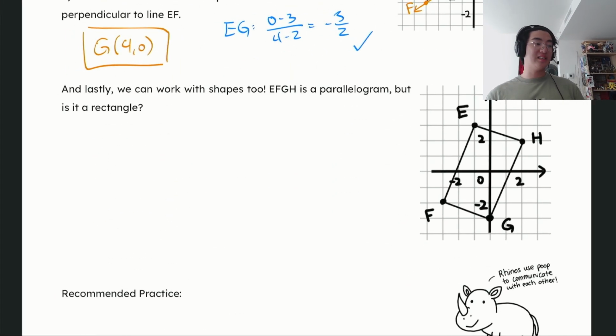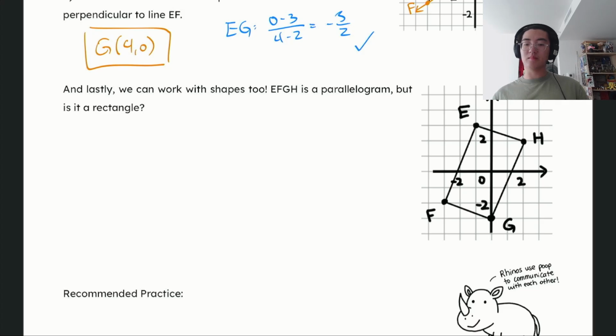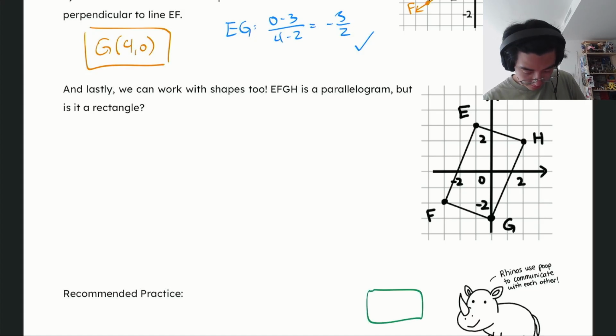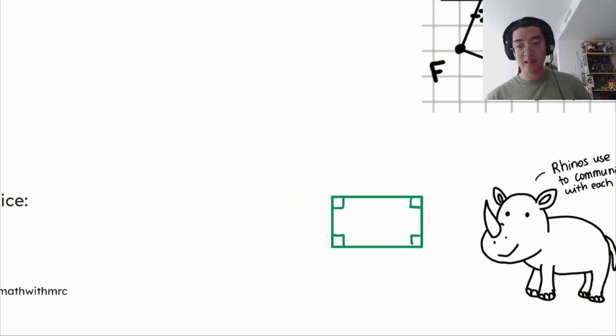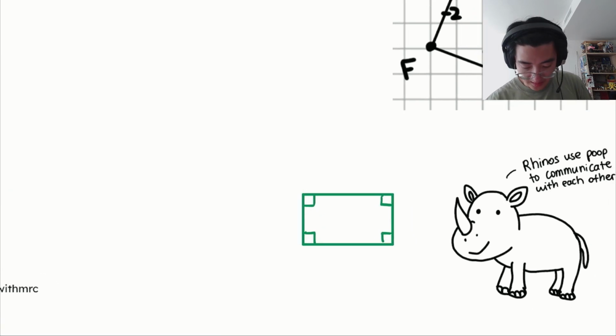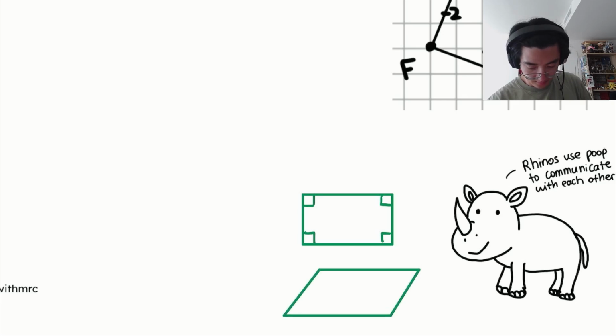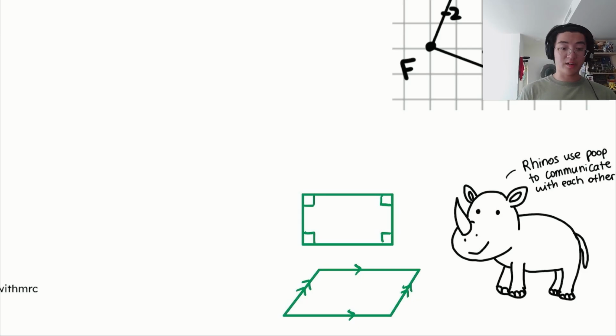Okay, last one. Is this a rectangle? What does that even mean? Remember, in a rectangle, all corners must be 90 degrees for it to be a rectangle. A parallelogram is a shape. Will this work? Let's see. Oh, this works. A parallelogram is a shape where two lines here and those lines here are parallel. Of course, a rectangle is a parallelogram too.